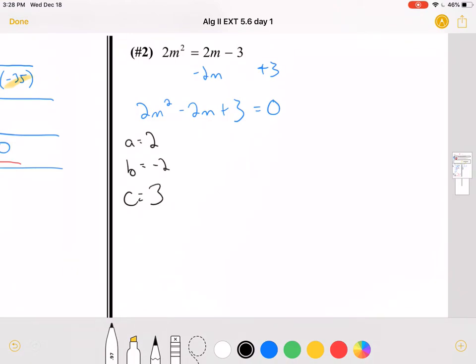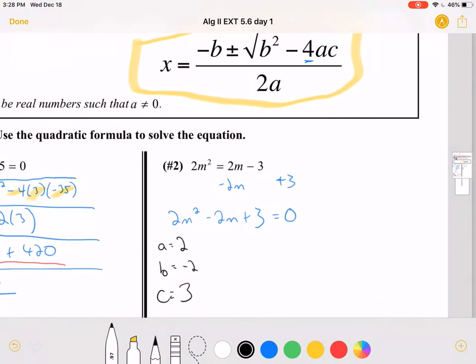So now I'm going to plug all of this into my quadratic formula. Again, my quadratic formula, opposite of b plus or minus the square root of b squared minus 4ac all over 2a. So my b value is negative 2, but I want the opposite of negative 2, which is 2 plus or minus the square root of. Again, when you plug something in underneath the radical, I want you to put parentheses. Negative 2 squared minus 4 times my a value is 2 times my c value is 3 all over 2 times my a value is 2.